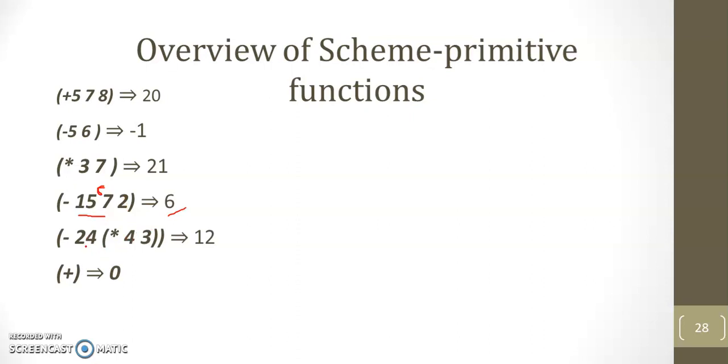Next, this one, 20. The first inner one will be evaluated. That is 12. Then 24 minus 12, you will be getting 12. If plus is given with no parameters, it will return 0. And if star is given with no parameters, it will return the value 1.